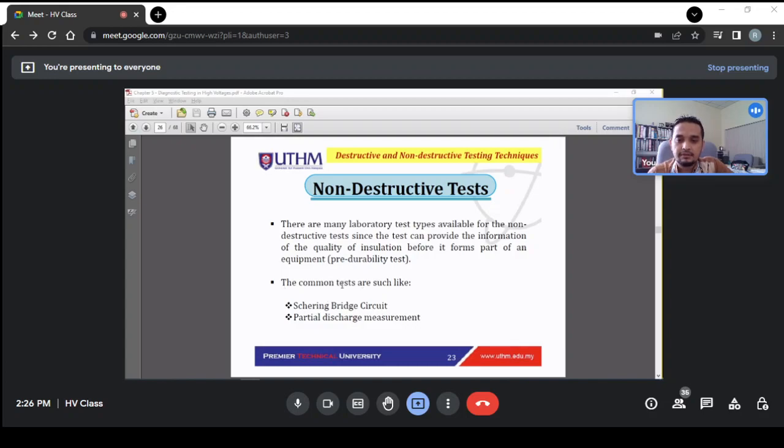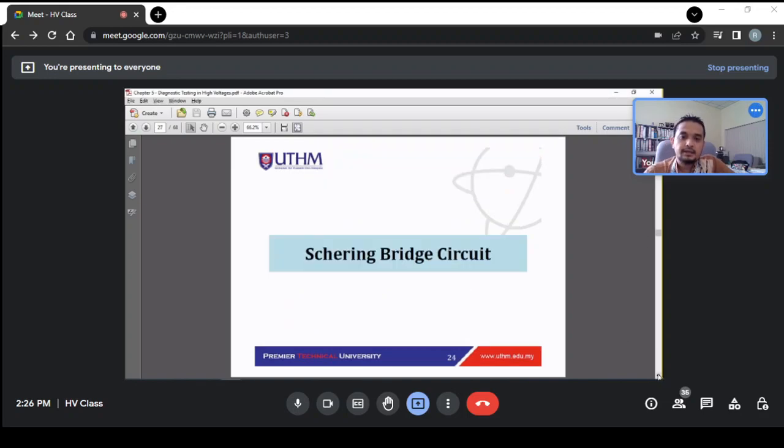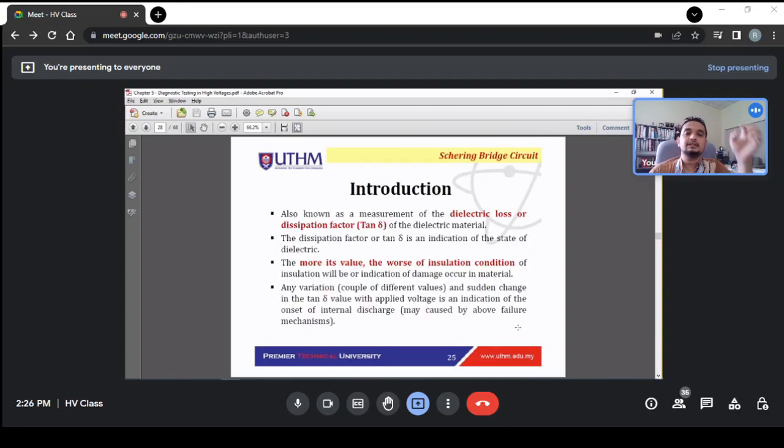Okay, for today we will talk on these two commonly used tests for the non-destructive. First is the Schering bridge, and then the other one is the partial discharge measurement. Okay, Schering bridge. It is actually this circuit.